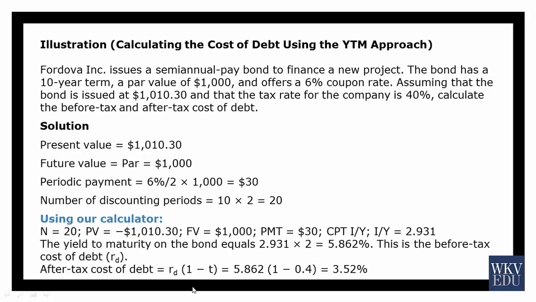Semi-annual yield is, as I said, multiplied by 2 to calculate the bond's YTM on a BEY basis. BEY as in bond equivalent yield.